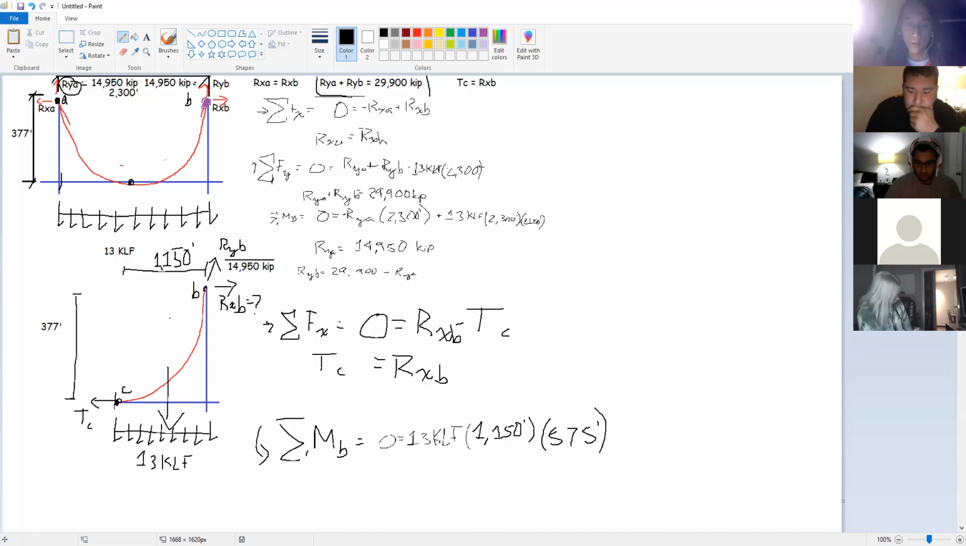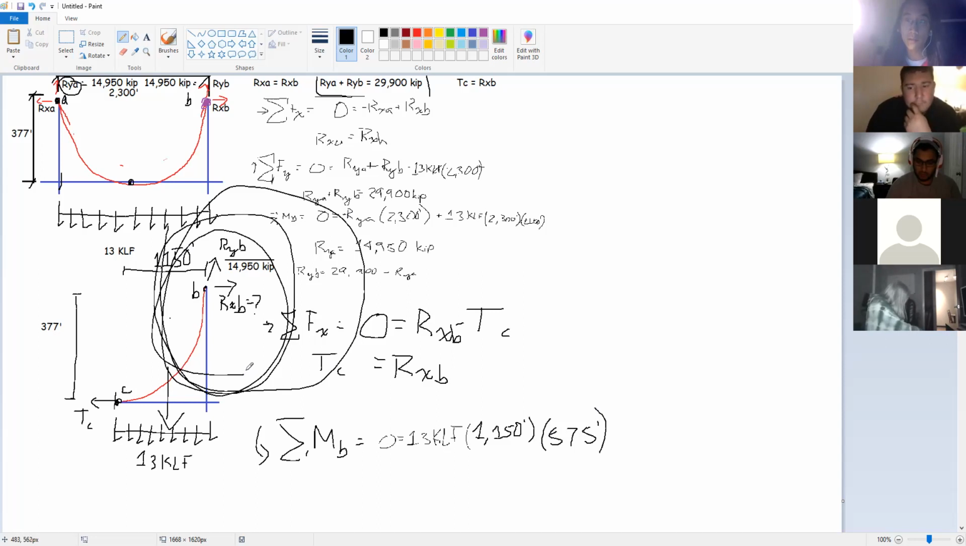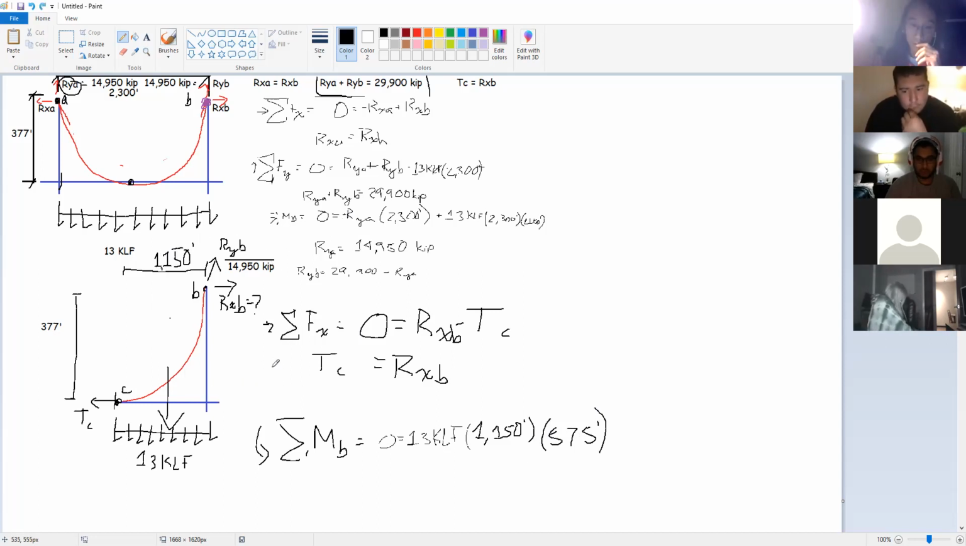Now is that positive or negative? Counterclockwise, so it's gonna go down and then curve upwards. So that's counterclockwise. Counterclockwise, that's going to be positive. Positive. Cool. And now we have this TC, this tension reaction. Tension at C. How far away is that from B?